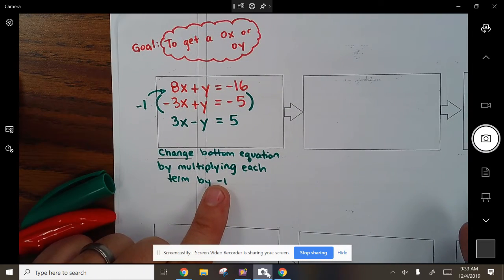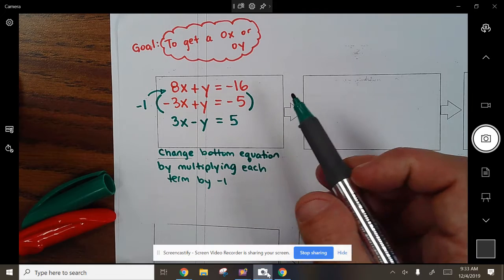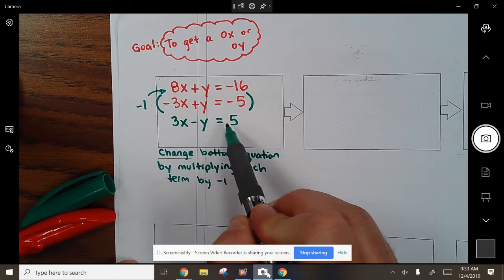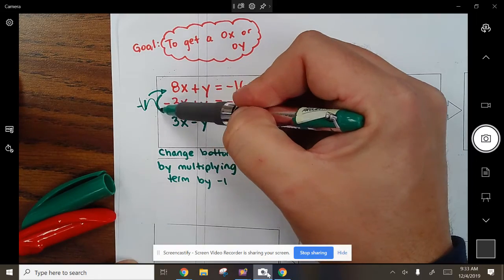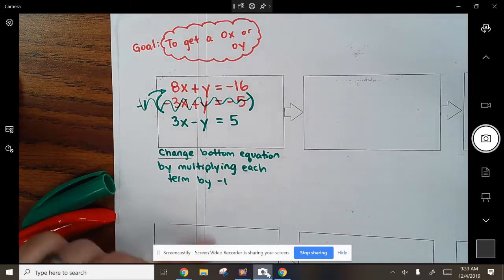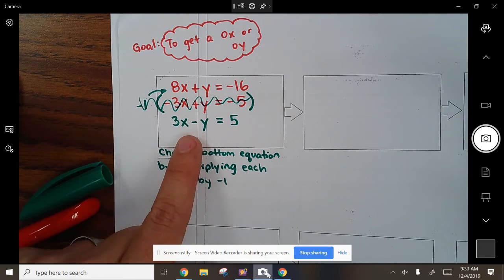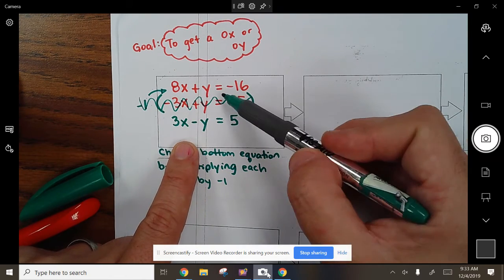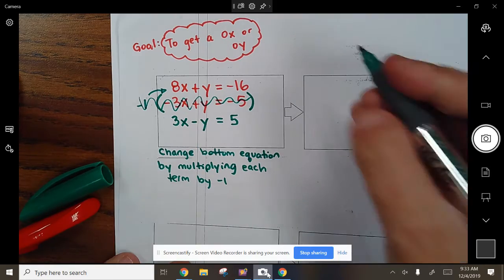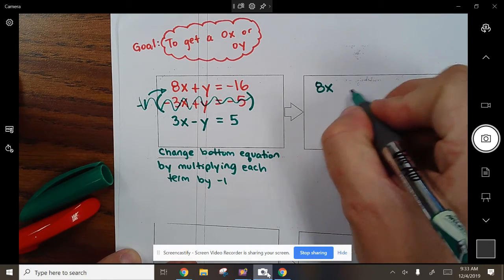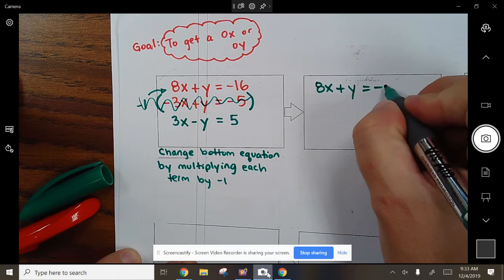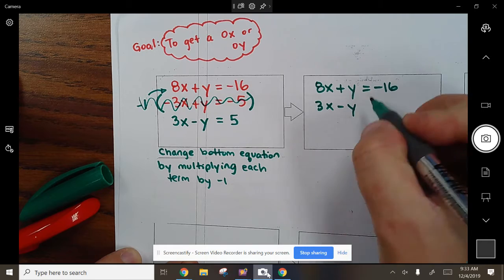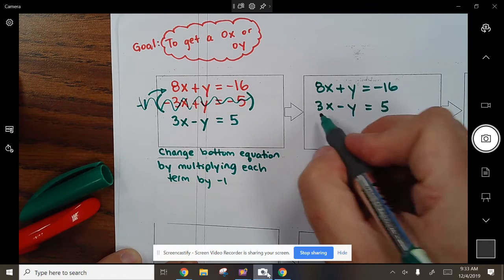Now we're going to move on to the next one, because at this point, I want you to see that we changed this whole equation now to this equation. So what we're going to do is kind of softly just cross this out. That doesn't exist anymore because we manipulated it. We gave it a makeover. This is the old equation, and we changed it to the new equation. And now let's go ahead and move this over here. So I'm going to have 8x plus y equals negative 16. And then 3x minus y equals 5.